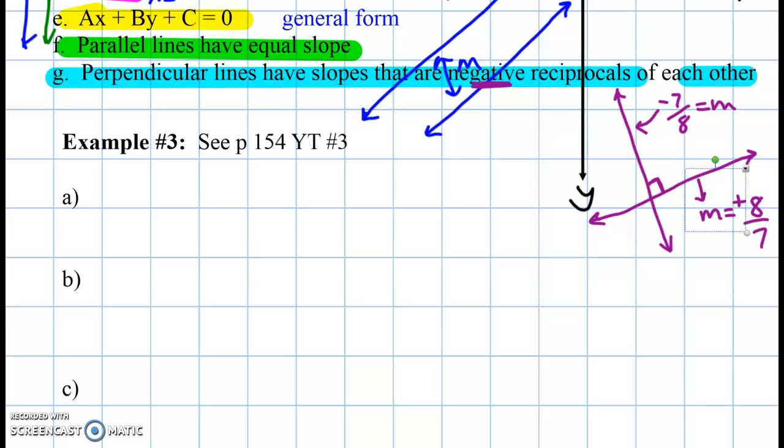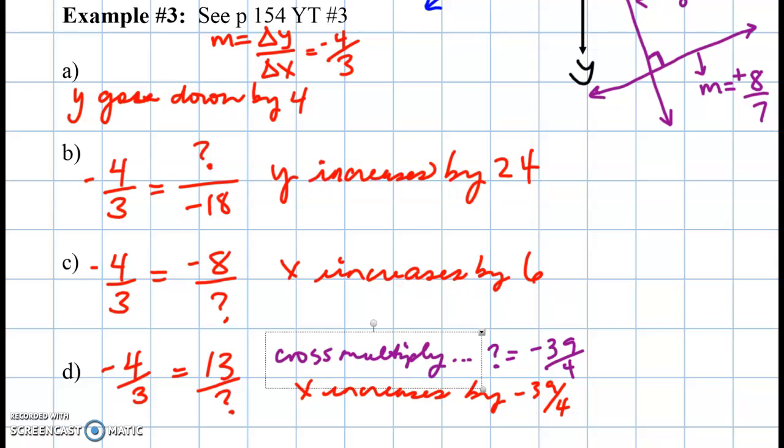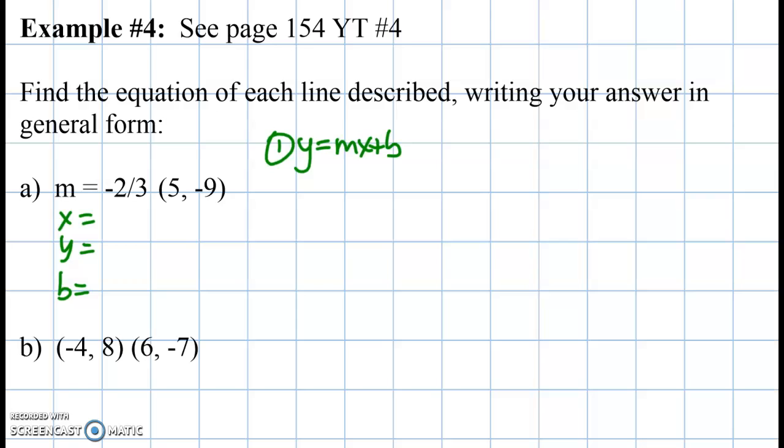Let's turn to page 154, your turn, number 3. Try to read through those questions, and here are the answers when you're done. Okay, let's do one or two of these examples together, and then I'll let you do your work. So find the equation of each line described, writing your answer in general form.